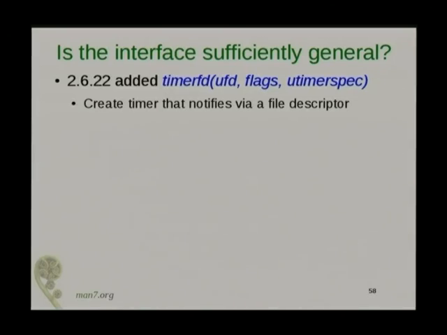Okay, another kind of problem in interfaces is making them sufficiently general. In Linux 2.6.22, there is a new system call called timerfd. It basically enables you to create timers that notify via a file descriptor. So it's just a different way of doing timers. The point is, if you have a file descriptor, you can give it to a call like select or poll or epoll_wait, and you can wait for that file descriptor with all of your other file descriptors as well. So it's a nice idea.